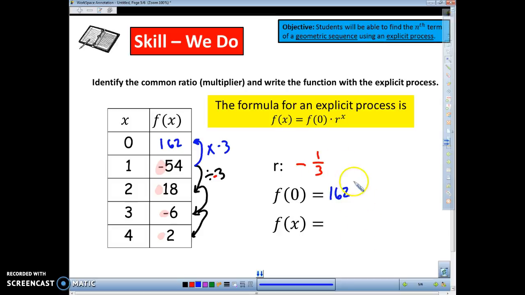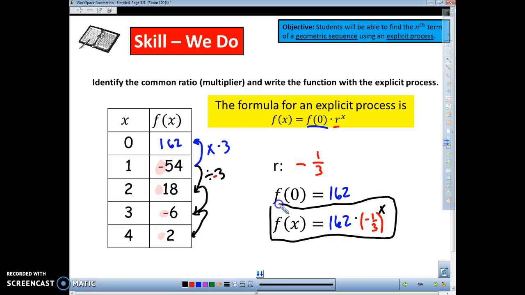Okay, I have my pieces. All I have to do is plug in f of 0 and plug in my r value. So therefore, f of x is equal to 162 multiplied times my r value, which is a negative 1/3. Whenever you have a negative r value, please put it in parentheses, and then the exponent goes up on the outside. Okay, this is my explicit process for this function here.